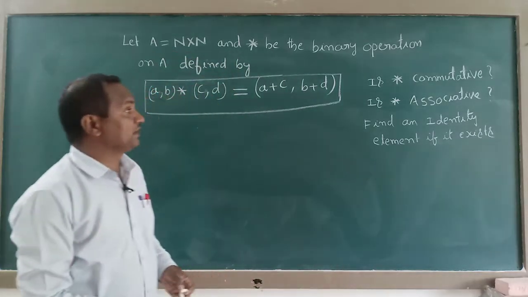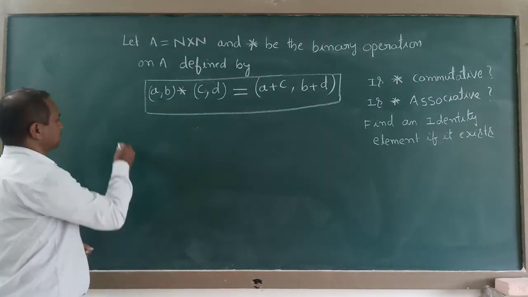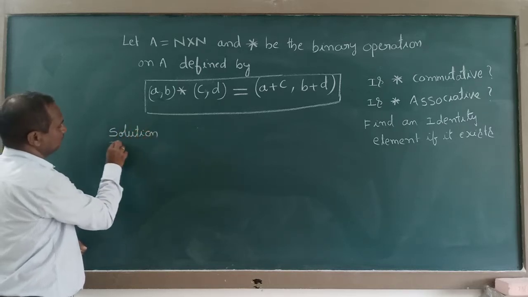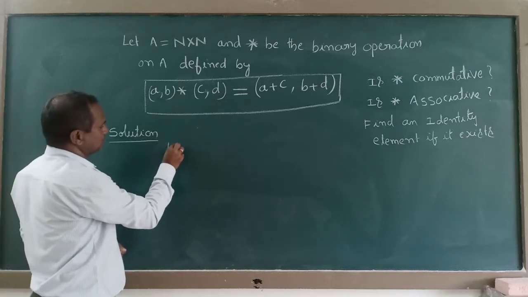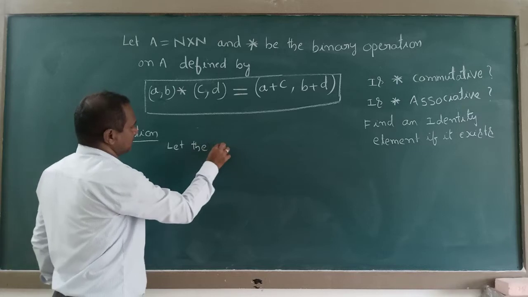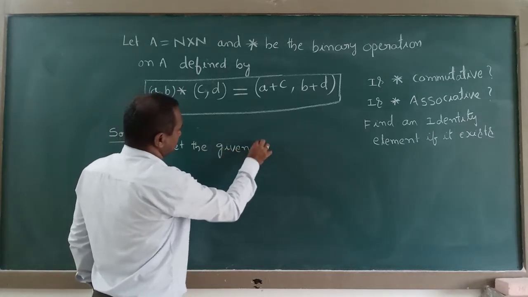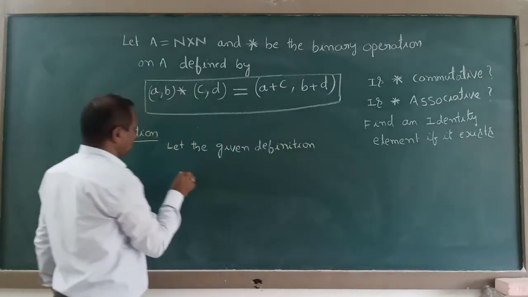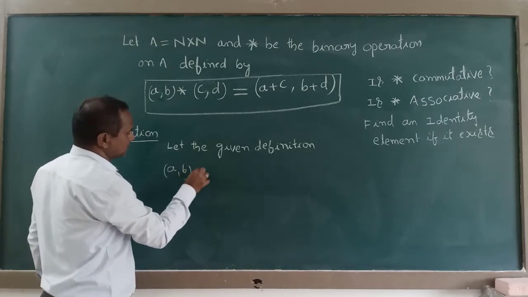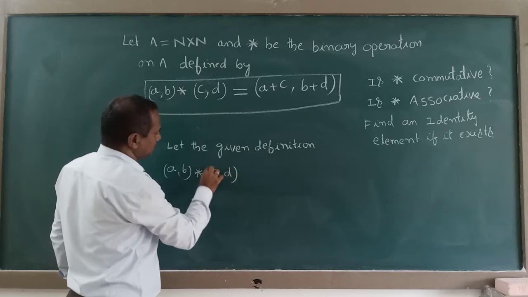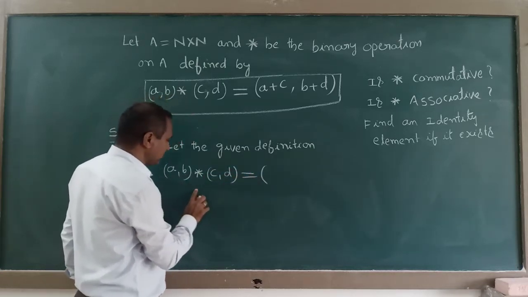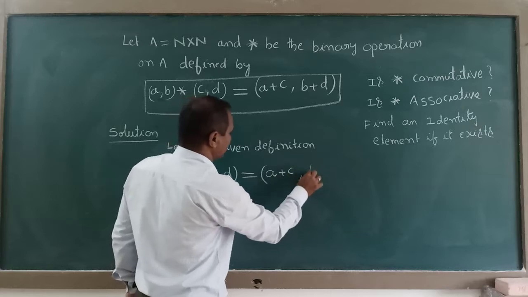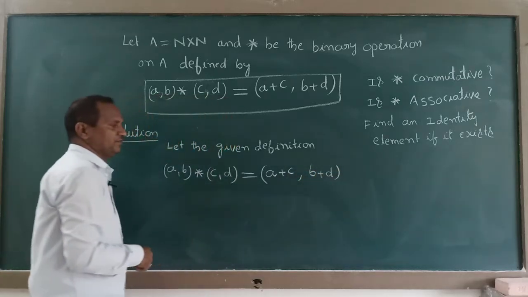First, let us give the answer for commutative. The solution for this question is: let the given definition be A comma B star C comma D is equal to the sum of all first elements comma next the sum of all second elements, that is A plus C comma B plus D. It is the given definition.